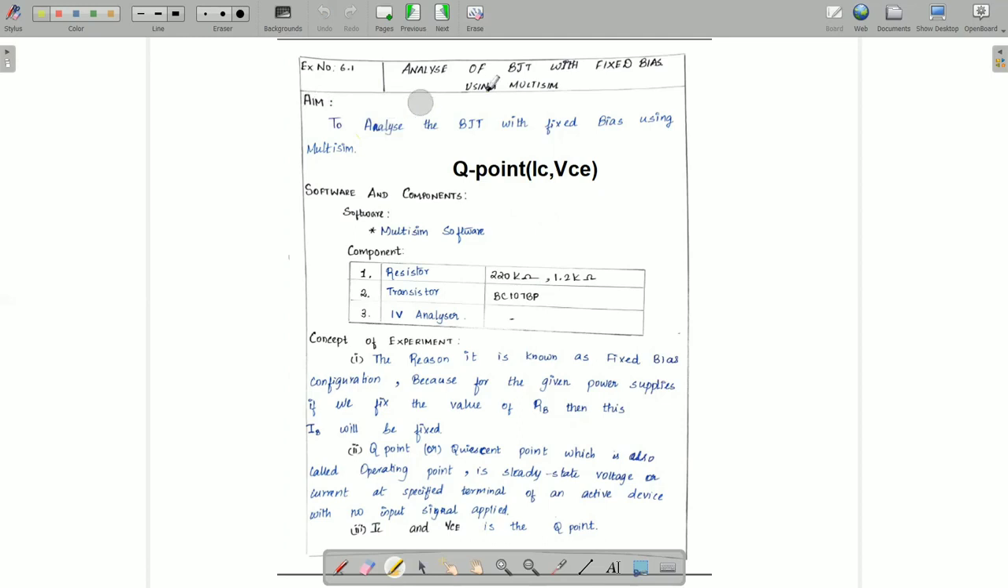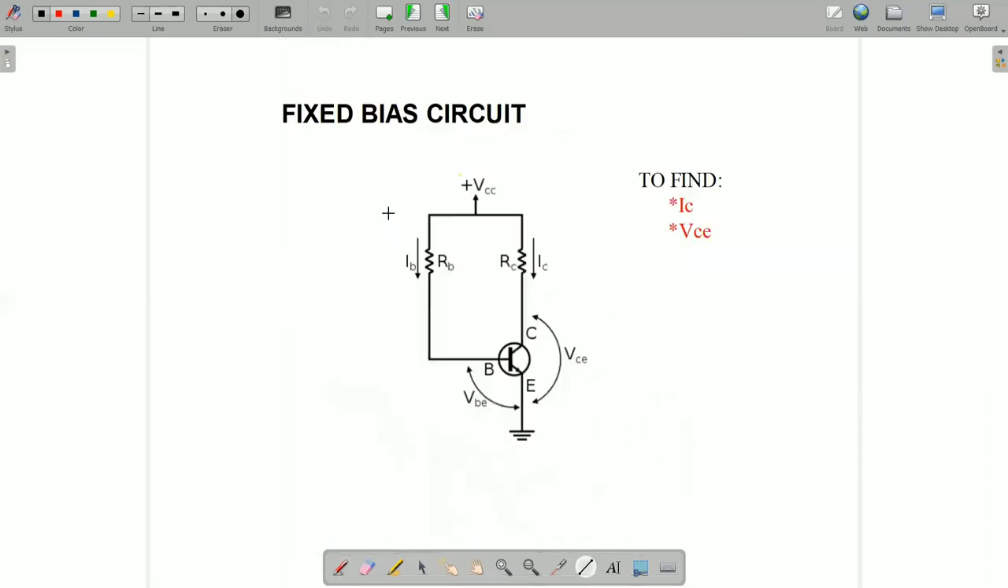Let's first see the experiment of fixed bias using Multisim. It is to analyze the fixed bias. Here, analyze means to find the Q point, that is, IC and VCE. Let's first see the concept of this experiment.